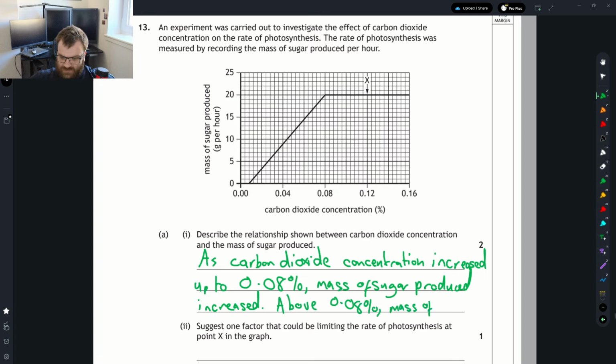At point X, it's not carbon dioxide stopping it because they've increased the concentration of carbon dioxide and it's not made a difference to the values. What else do plants need? Plants need light, so light intensity would be one of them, how much light there is. And again, photosynthesis is controlled by enzymes, so temperature has an effect on that as well.